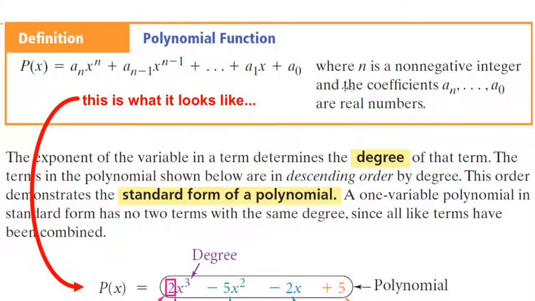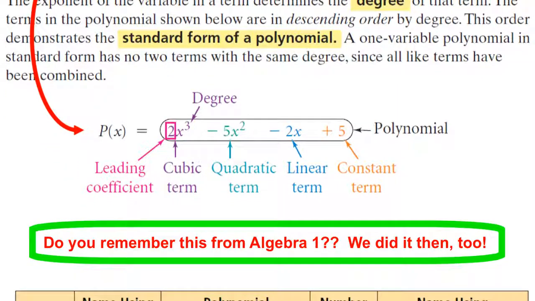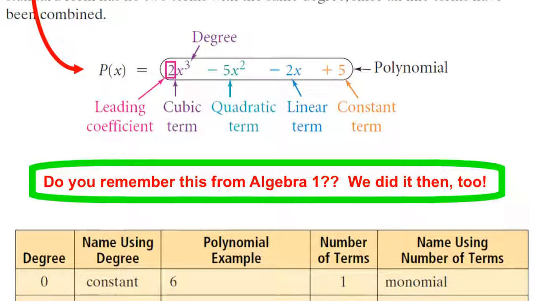Alright, so a polynomial function is any function that has at least one term with an x, and it could be a power of 1, it could be greater, and it can also have a coefficient. The exponent in a term determines the degree of that term. So the highest exponent that you have determines the degree. And you have to put that in standard form, which means that you put them in order from the greatest degree to the least degree.